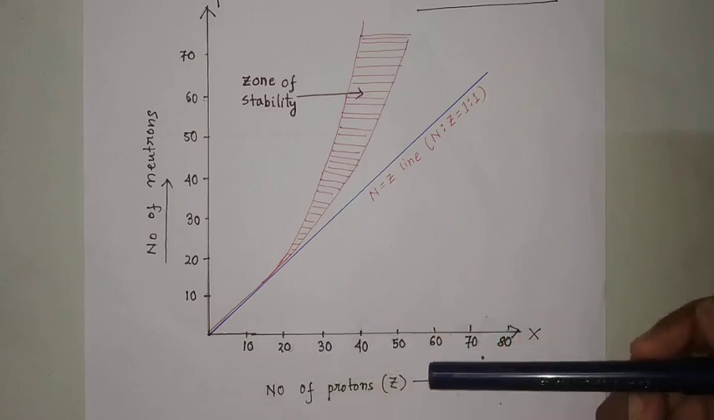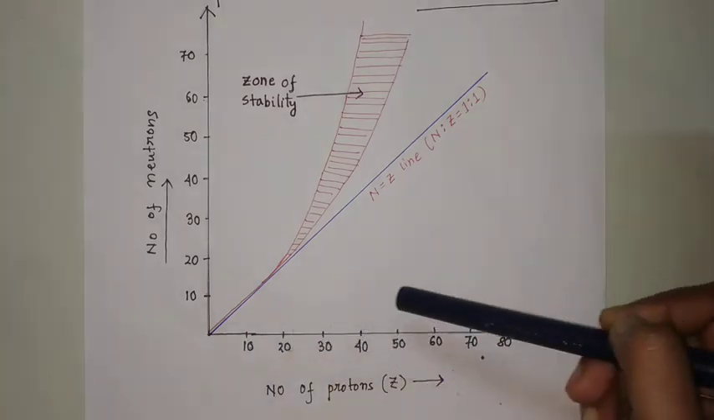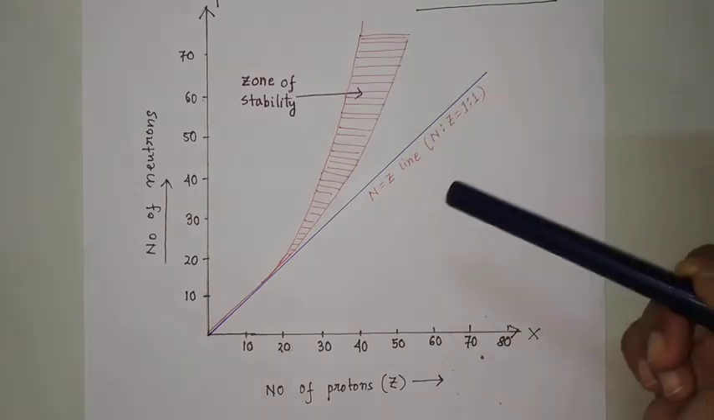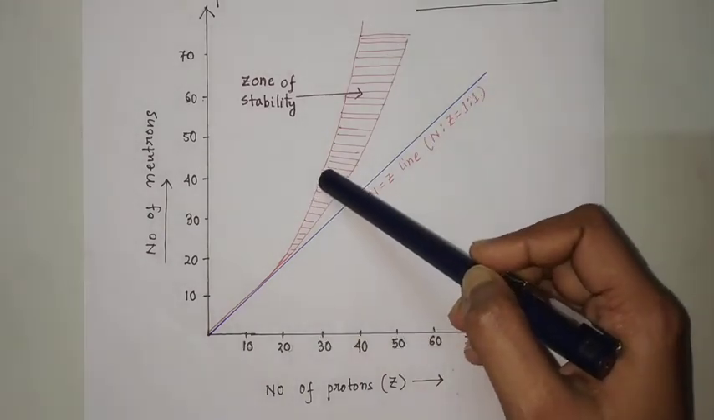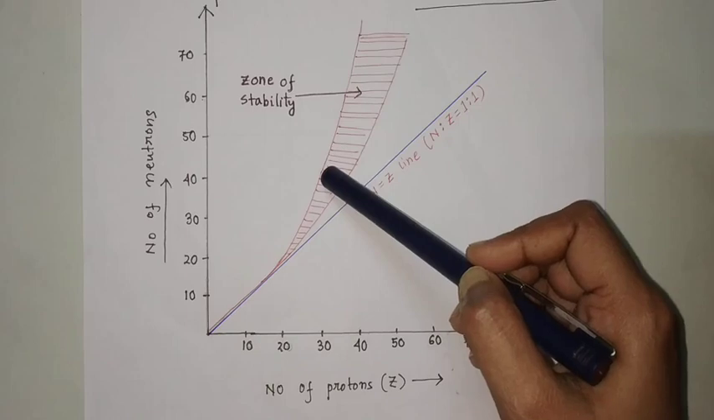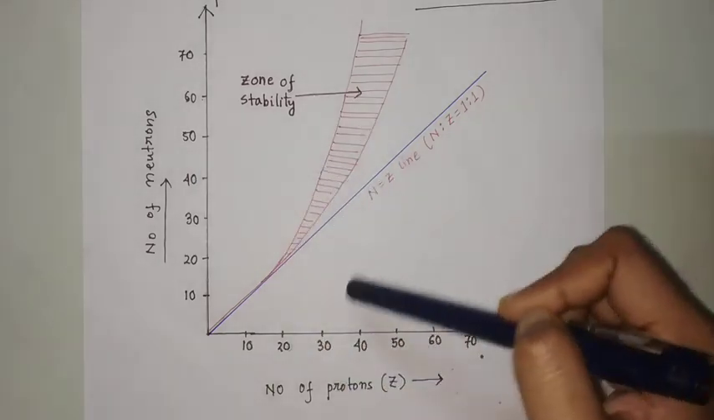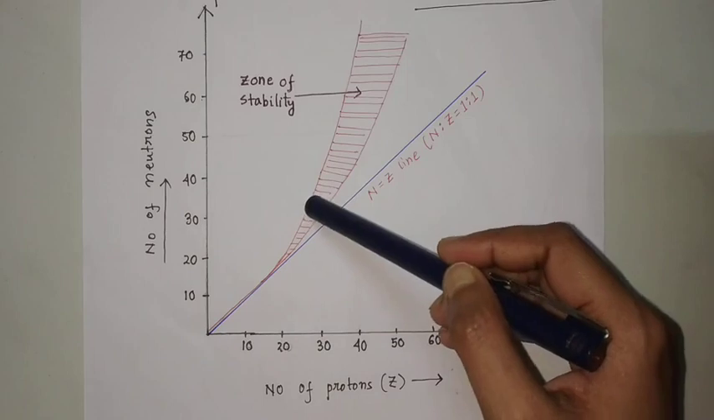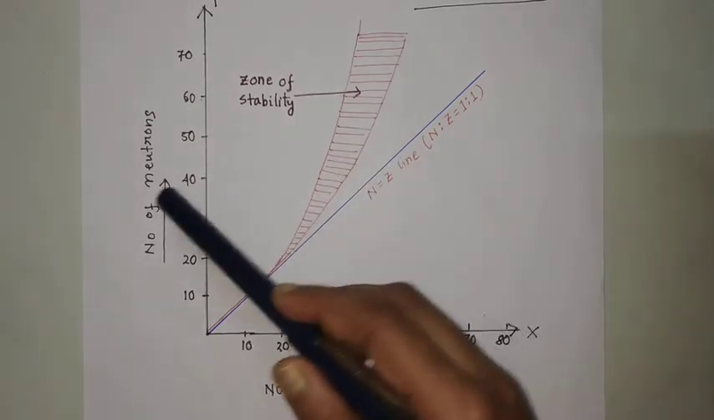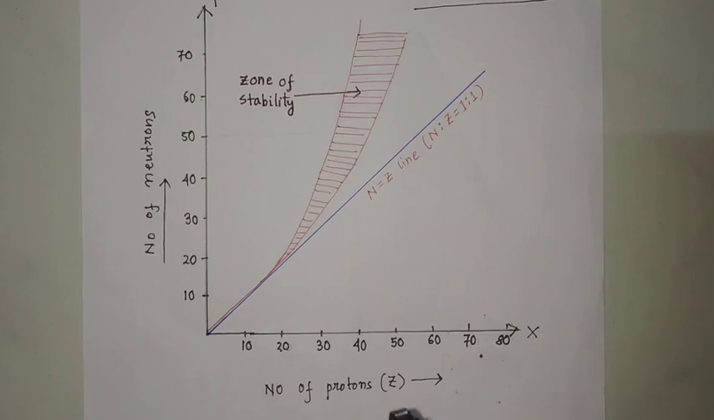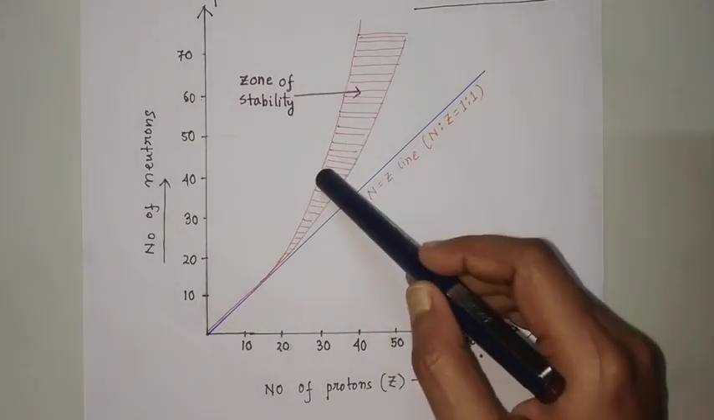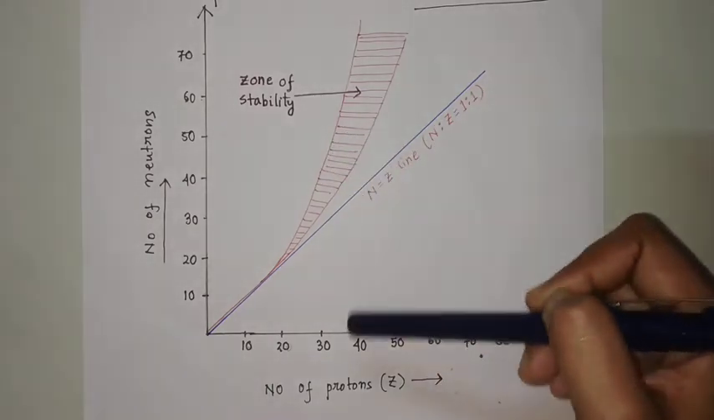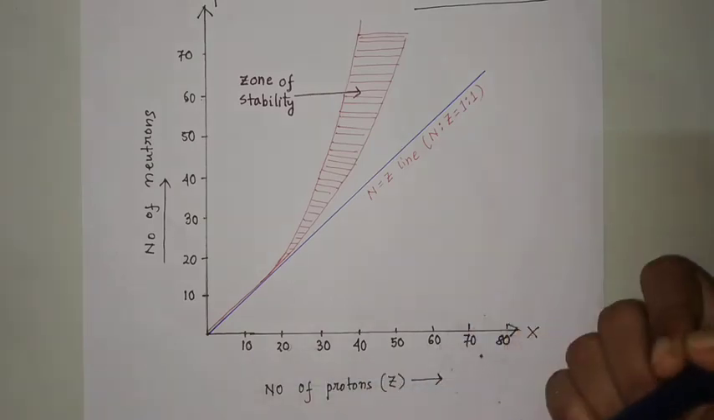Now what happens when the proton number becomes greater than 20? As the proton number increases beyond 20, we see that the zone of stability bends upwards. If you pick any stable isotope here, you will find that it has a greater number of neutrons than protons. Only those nuclei with more neutrons than protons will be stable, so along this line the n:p ratio is no longer 1:1, but becomes greater than 1.